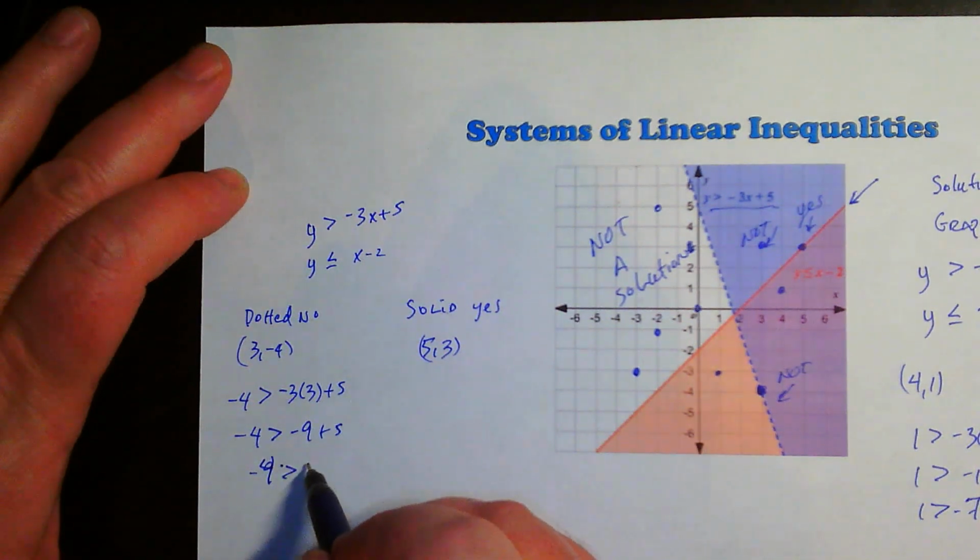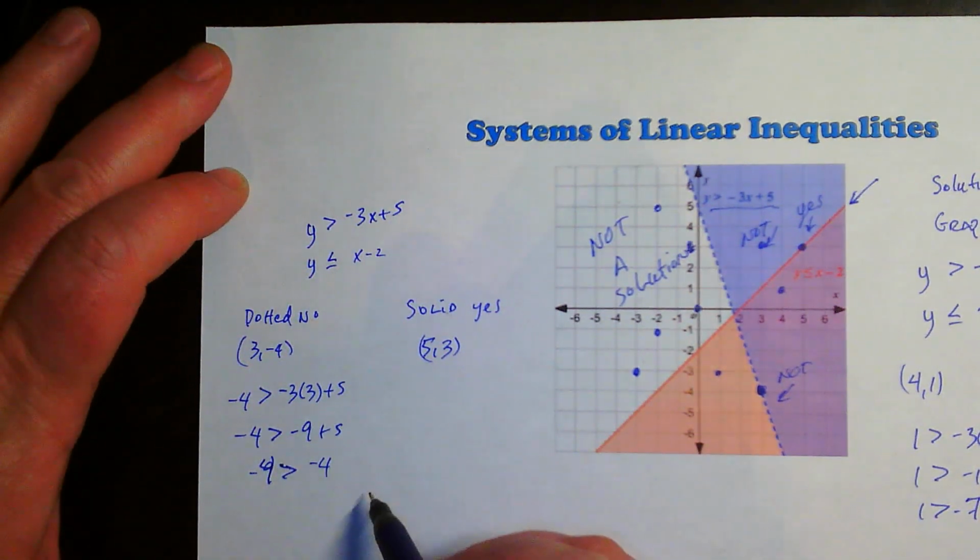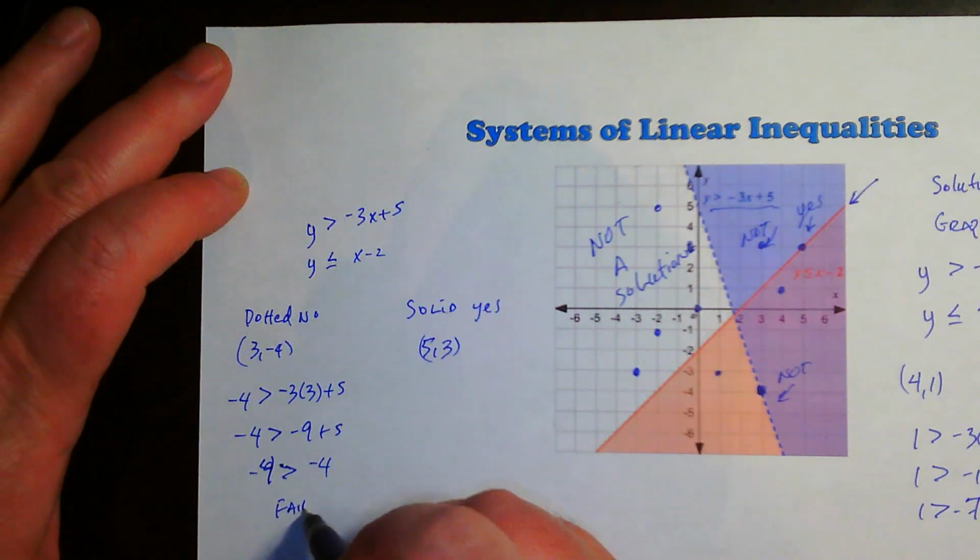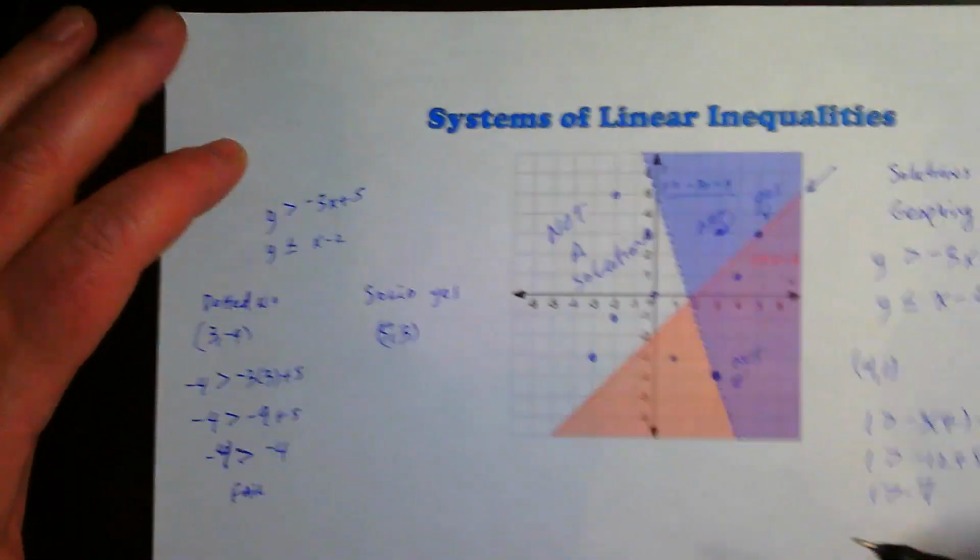-4. Oh, it's not greater than -4. It's equal to, but it's not greater. So that's a fail right there. Since it fails one, it doesn't matter. It would have to work for both.